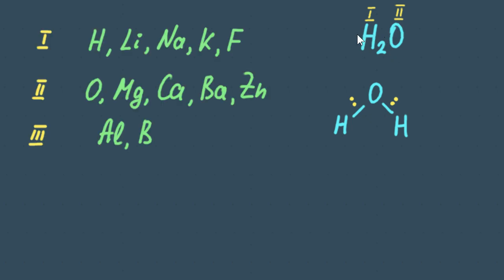Some chemical elements have a constant valence. Valence equals 1 is shown by hydrogen, lithium, sodium, potassium. Valence equals 2 is shown by oxygen, magnesium, calcium, barium, zinc. Valence equals 3 is shown by aluminum and boron. This information can be obtained from the periodic table.